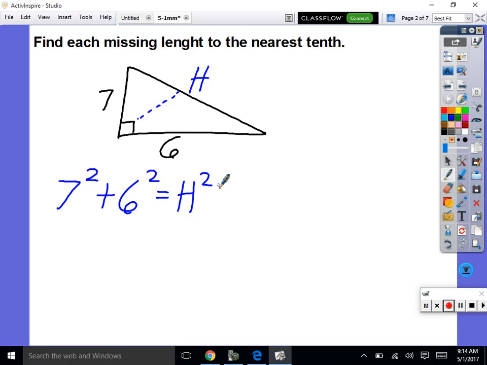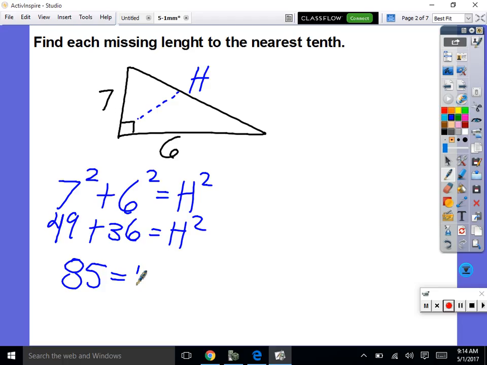Okay, so now everybody, I need you to participate. Let's go through this quickly, please. So this will be 49, because 7 squared is 49. I want to see your work. 49 plus 36 equals hypotenuse squared. You're trying to solve for hypotenuse. So our answer is 85. Good, you said that. 85 equals hypotenuse squared. Are we done? No, we have one last step. We have to square root both sides.